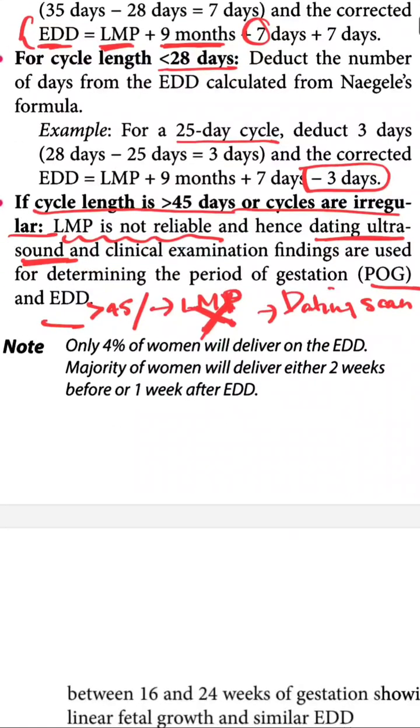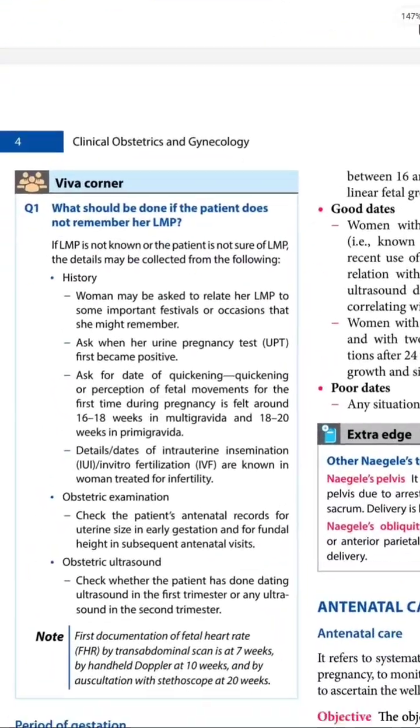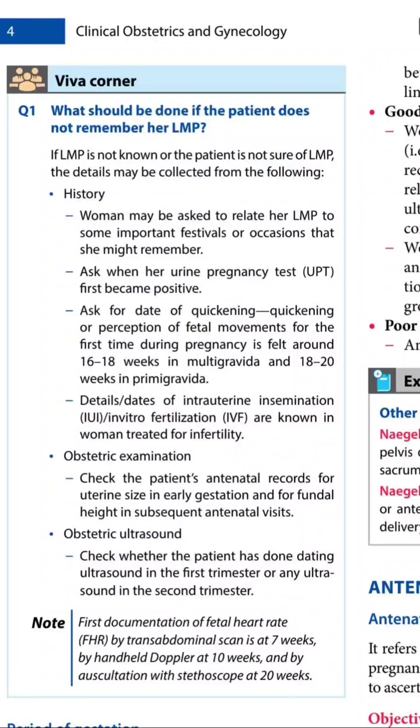So only 4% of women will deliver on the EDD. The majority of women will deliver either 2 weeks before or 1 week after EDD. Now next, let's look at some important viva questions related to whatever we have covered so far.